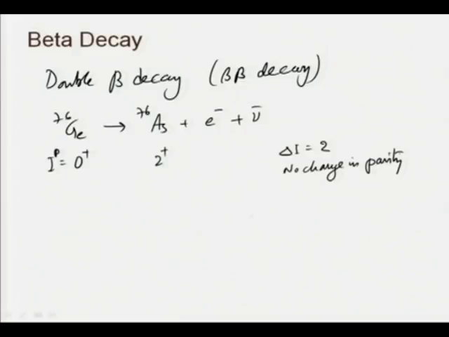It is actually forbidden. It is not possible even to have L equal to 1 decay, because L equal to 1 decay corresponds to a change in the parity. In this case, there is no change in parity. That is one thing.